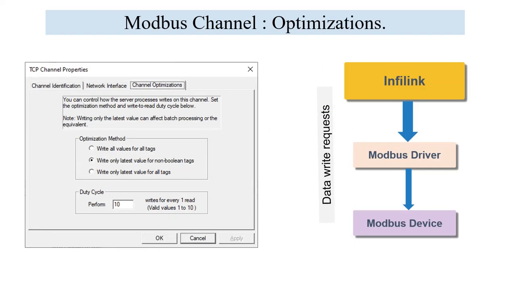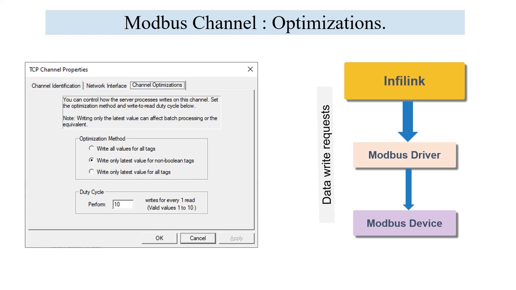Let us now understand data write optimizations. Infilink can request tag data writes to the Modbus driver, which in turn sends those requests to the Modbus device. Infilink, through its scripts or animations, can generate a lot of data write requests in a very short period of time. Data writes in the device may not happen at that speed because of reasons like network speed, limited capability of the device to accept write requests at that speed, and so on.